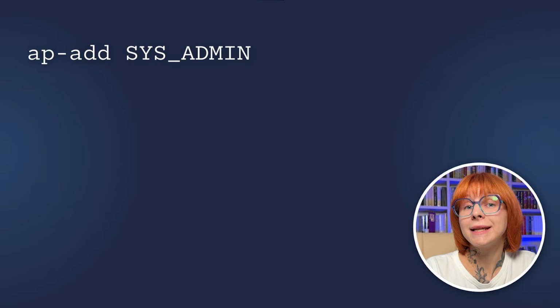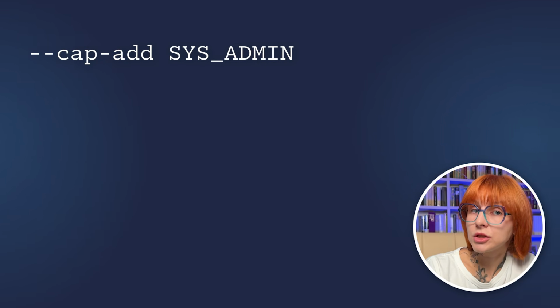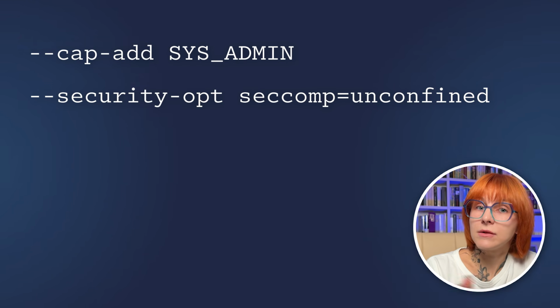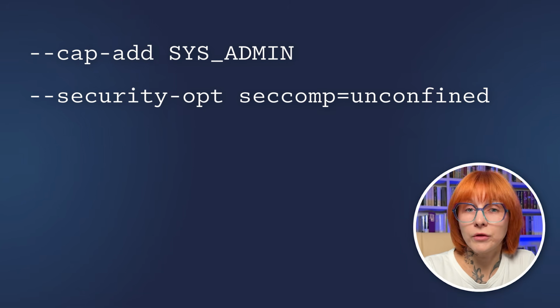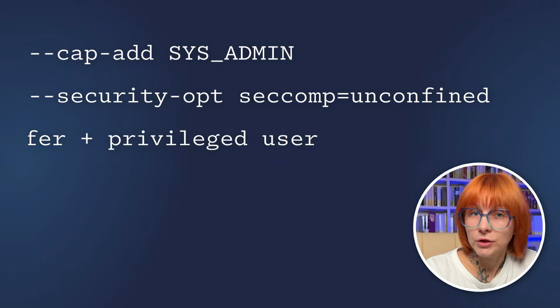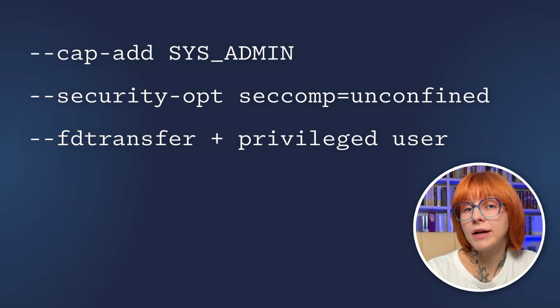Docker containers by default restrict the access to the perf_event_open syscall. So to profile the app with Async Profiler, you can use one of the following approaches. First, you can add the capability SYS_ADMIN to access the privileged performance event information. Secondly, you can disable the default security computing mode profile. For that, you can use the --security-opt seccomp=unconfined option. Thirdly, you can use the fdtransfer option with running the container as a privileged user.